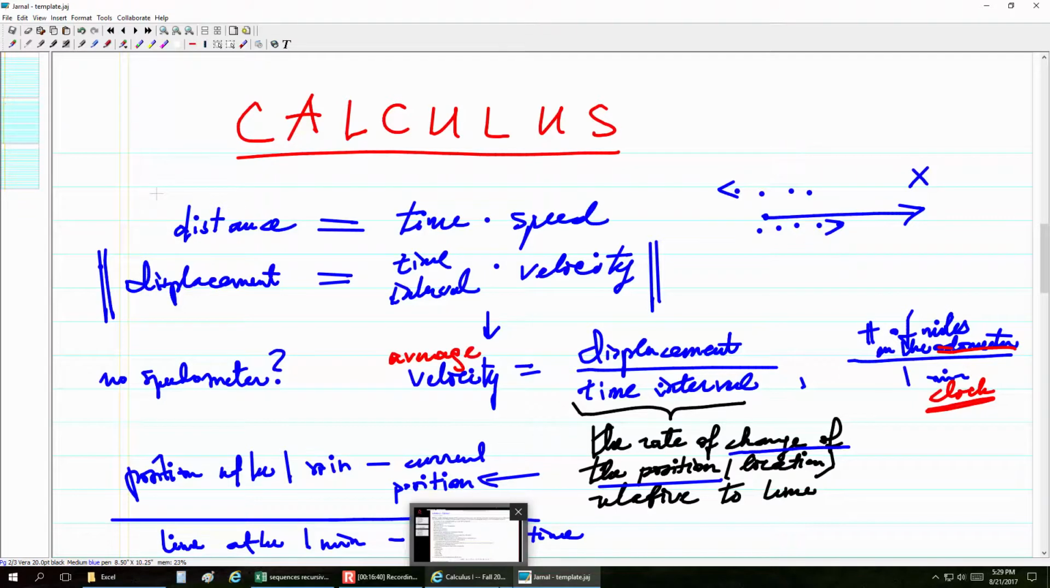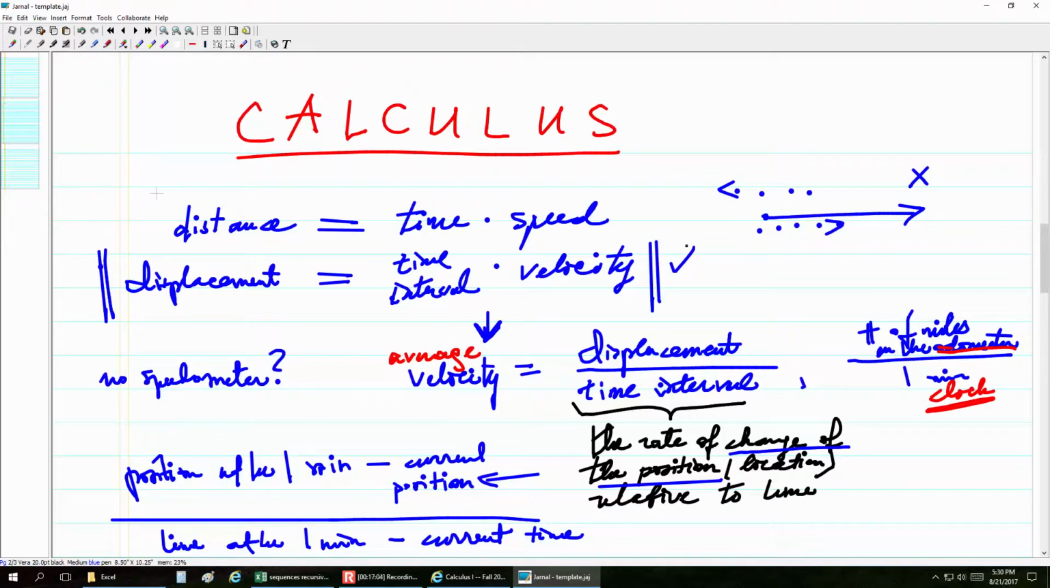Speed divided by time? No, I don't think so. Look at the same formula. The same formula applies. This is the formula to find out how far you went if you know your speedometer.